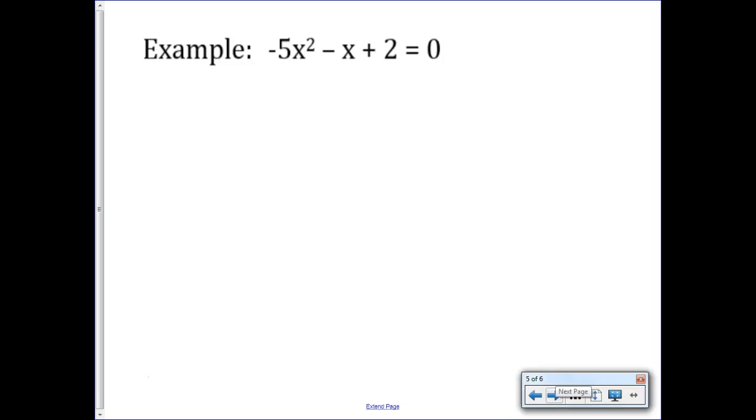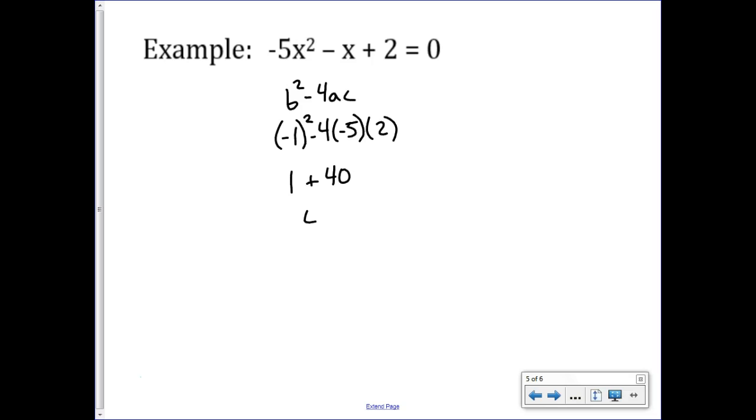So if you look here, let's just look at the discriminant. So b squared minus 4ac. So my b value here is -1 squared minus 4 times a -5 times a +2. So I have -1 squared is 1, and then I get plus, and that would be 40 more, so I get 41. That's a positive value, so I know I have 2 real solutions.